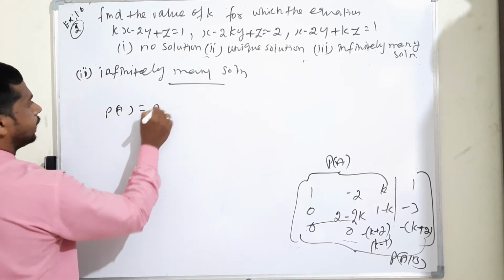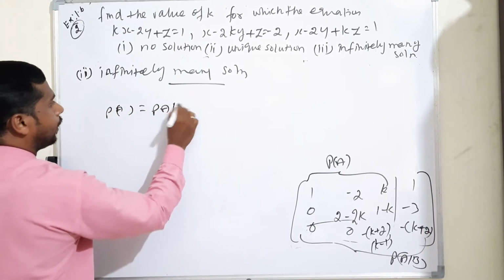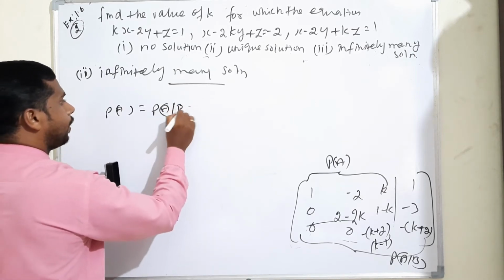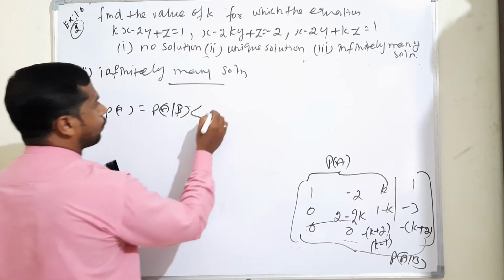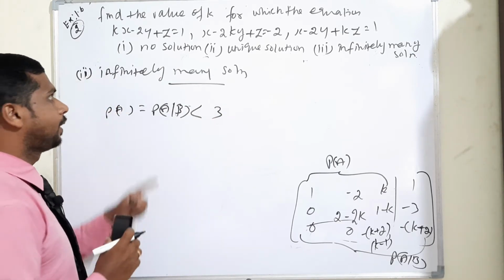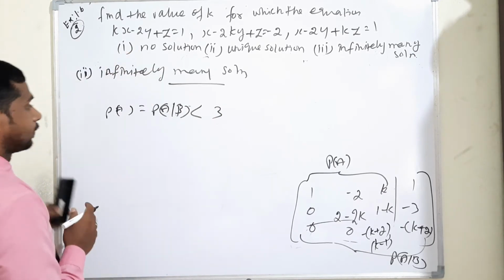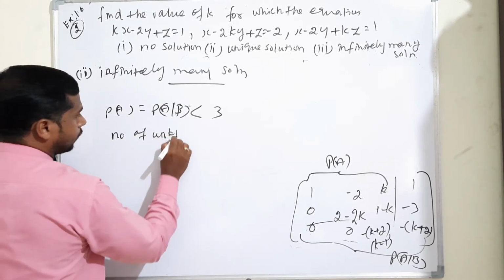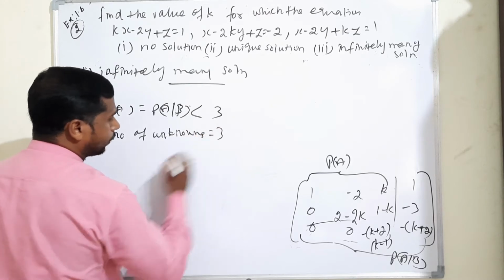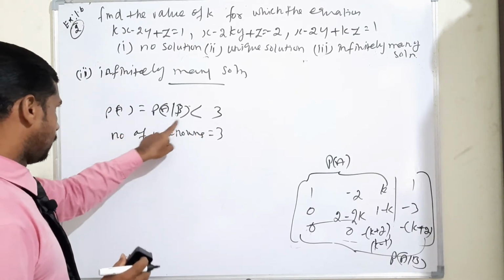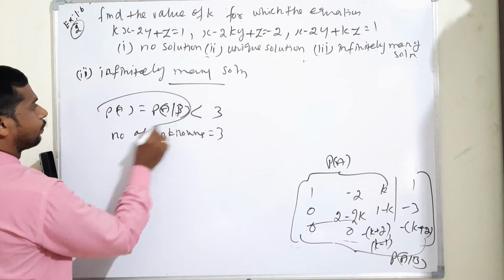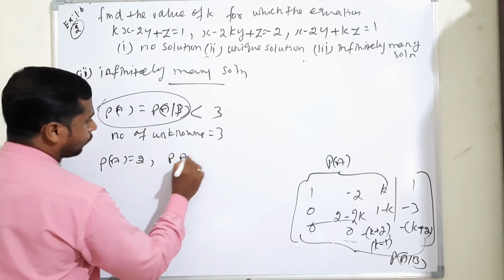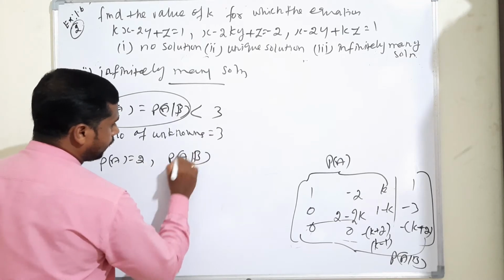Rank of A is equal to rank of A with B, which is less than the number of unknowns, less than 3. Why am I writing less than 3? The number of unknowns x, y, z is equal to 3. So less than 3 means this whole term is considered equal to 2. Equal to 2 means rank of A is also 2 and rank of A with B is also 2.